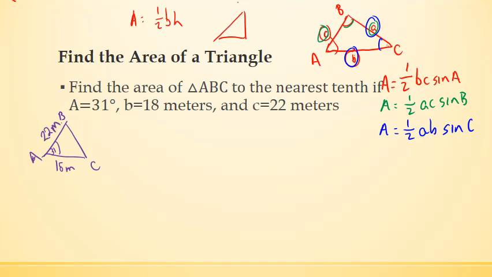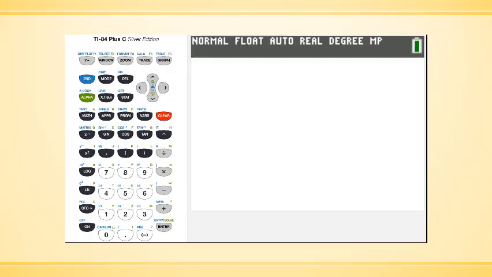Well, then we're just going to plug it into this formula. That area is equal to 1/2. B is 18 meters. C is 22 meters. And that's going to be times the sine of 31 degrees. All right, well, we're going to jump over here to the calculator and run that through just because I feel like we probably need to. And we're going to round that area to the nearest tenth.